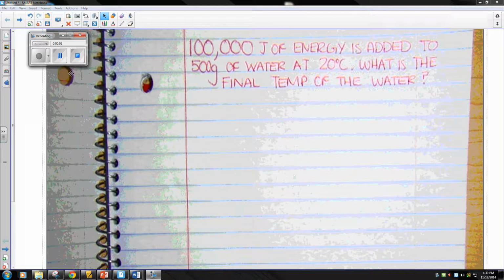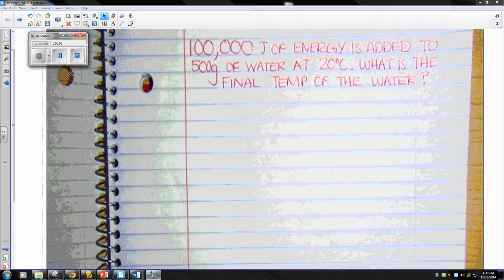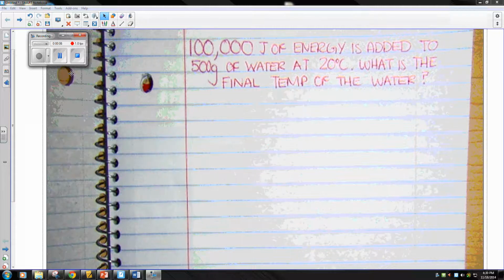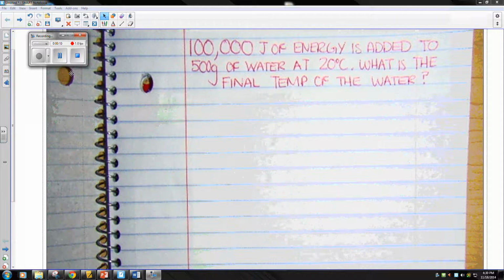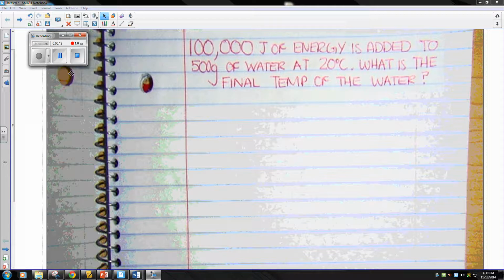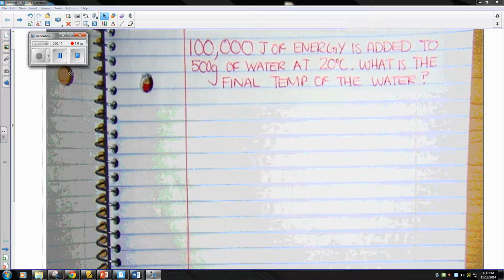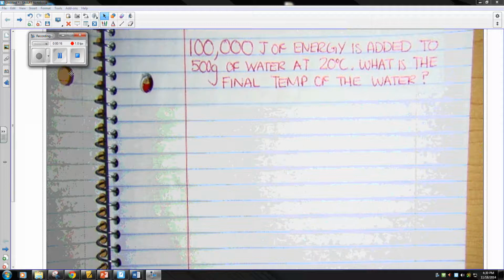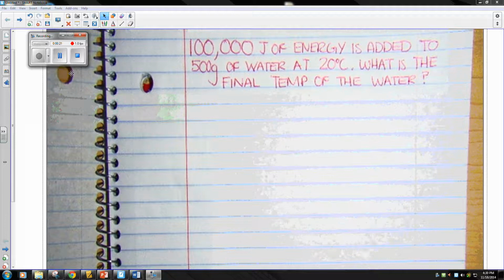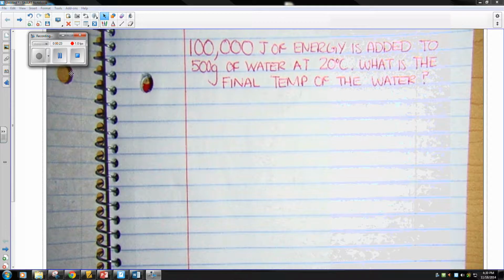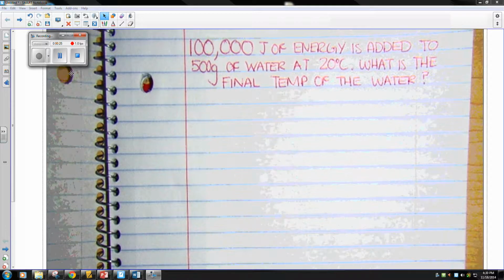Okay, we have a sample problem here. I have 100,000 joules of energy that's added to 500 grams of water at 20 degrees Celsius. Your goal is to find the final temperature of the water. So if we add energy to this water, it's going to increase its temperature.